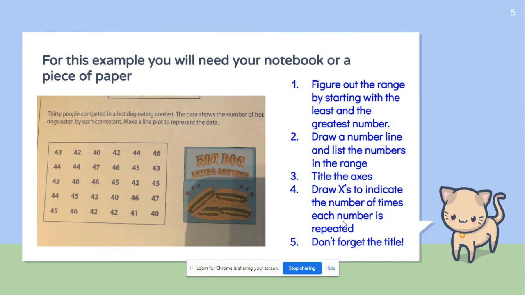If you need to go back and listen to the video one more time, you can totally do that. But I want you to take the time before you move to the next slide and try to create this line plot on your own. When you're ready, you can go to the next slide.